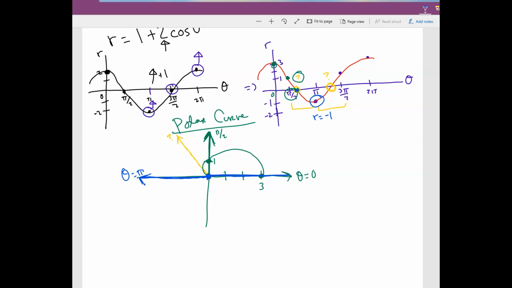Here is the pole, here's 0. All of these are positive values, but we don't want the positive, we want the negatives. So we're going to go back to -1. So from here, because this is where we left off, we're going to go to 1. Okay?